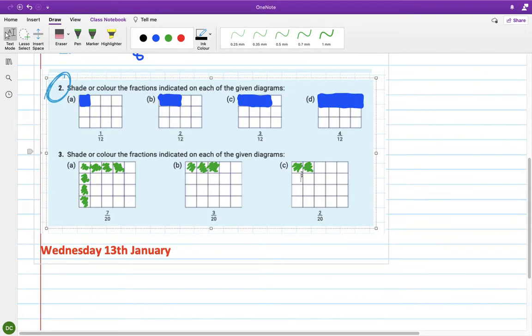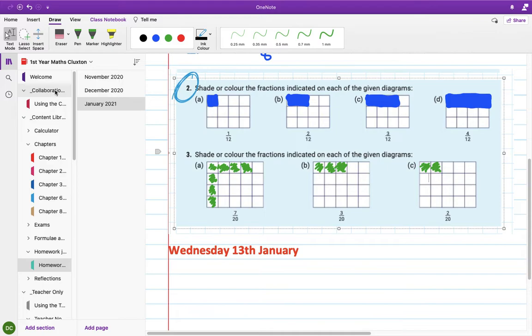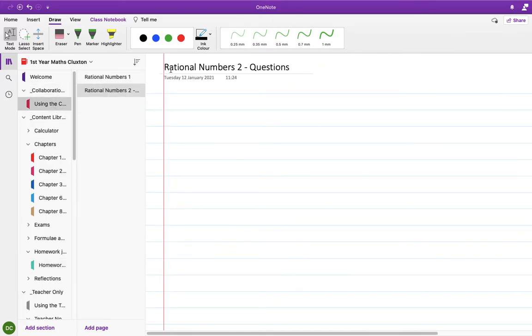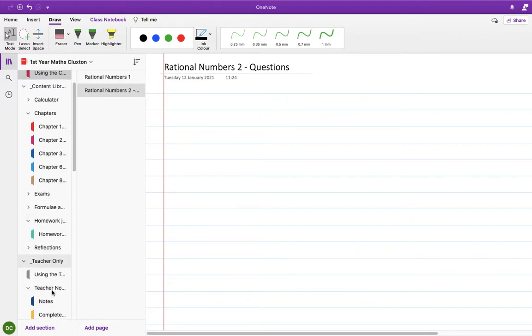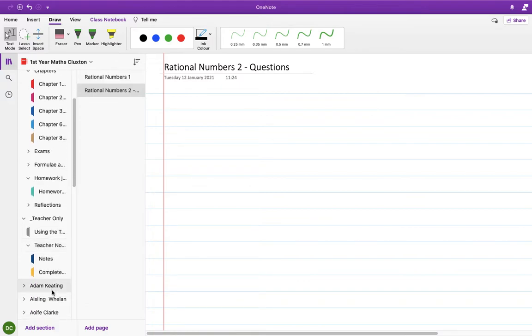Okay, so that's all the homework, so check that, and same as in class, fix it. If there's any issues at all and you don't understand it, remember that this second video is called Rational Numbers 2. So up here in the collaboration space, I have questions on rational numbers 2. If you have any questions on the homework, please write it in there and I'll come back to you on it before the end of the day. Yeah?